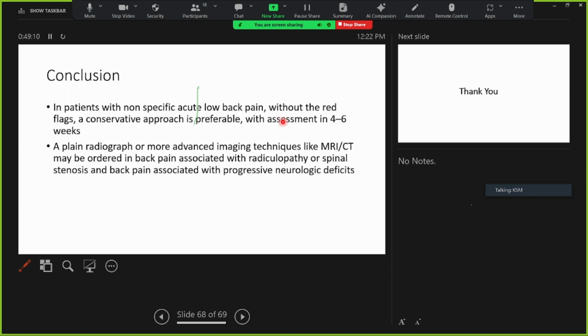So finally, what I want to emphasize is, in a patient with non-specific acute backache without red flag signs, you can manage conservatively for up to 4 to 6 weeks and see. If the patient is not improving, or any other clinically significant history indicates that red flag signs are there, then you can do either plain radiography, MRI or CT, depending on the patient's condition and the situation.